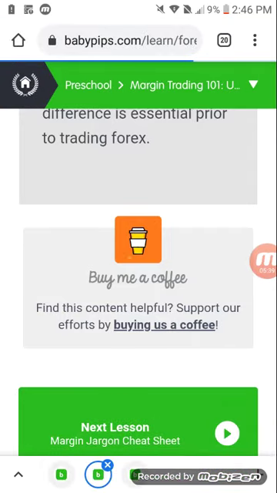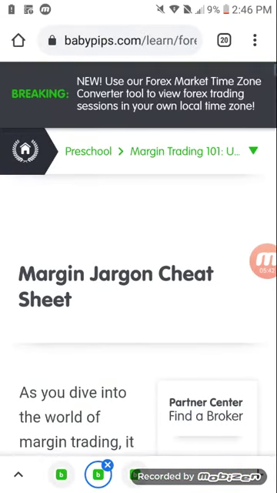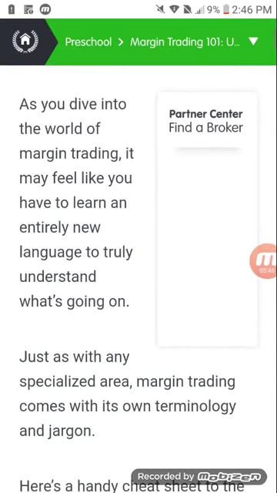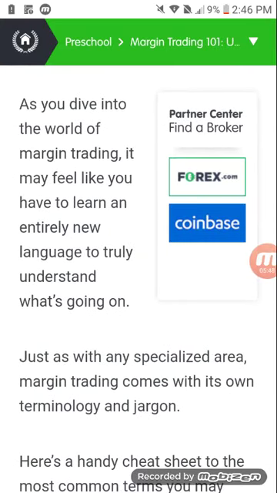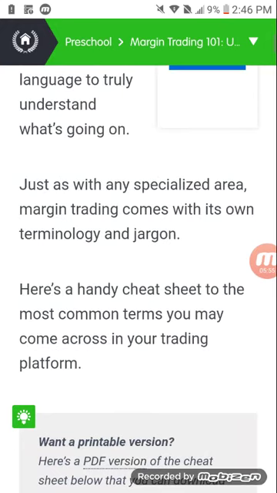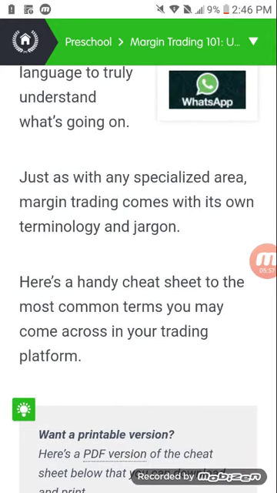So I just wanted to go over what margin and leverage are, and this is the margin jargon cheat sheet that I promised you guys. As you dive into the world of margin trading, it may feel like you have to learn an entirely new language to truly understand what's going on. Just as with any specialized area, margin trading comes with its own terminology and jargon.